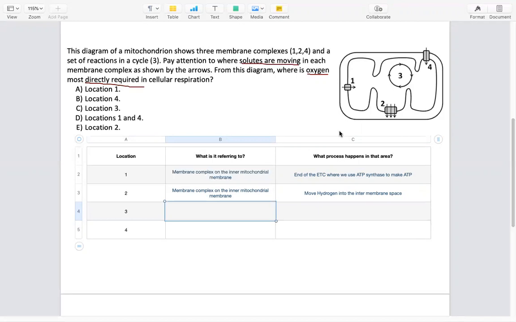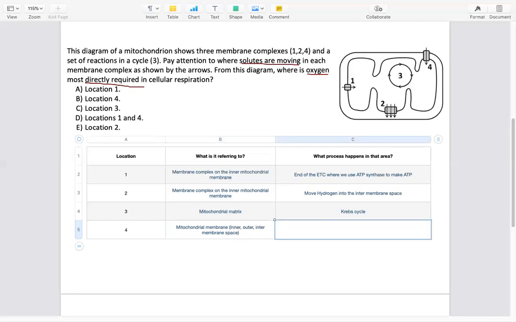Location 3 deals with the Krebs cycle, and so this would be the mitochondrial matrix, right? And what process? We have the Krebs cycle. I'm just going to put Krebs, but as we know, there's different names for that. And lastly, we have 4. So what is 4? This is just the mitochondrial membrane, right? So this includes the inner membrane, the outer membrane, and the space. Okay, and so what happens here? This is when we transport acetyl-CoA into the mitochondria.